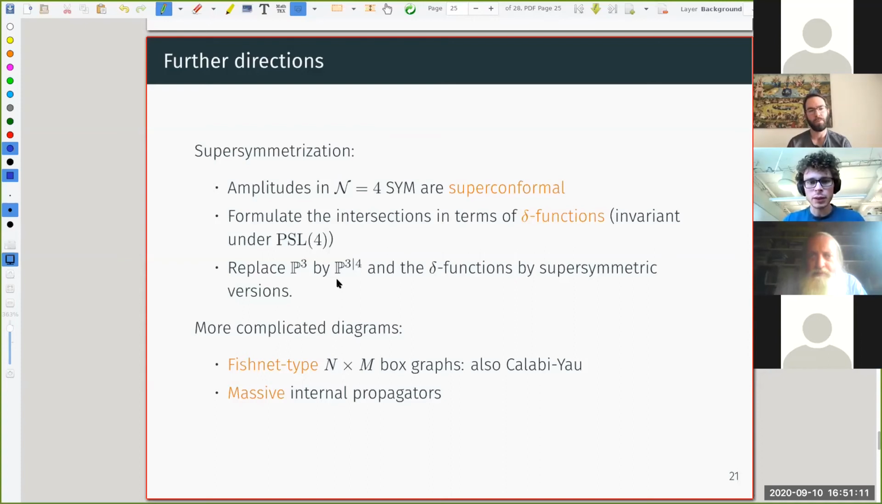Another thing is that we can also build more complicated diagrams. For instance, we can build a fishnet type thing, like a grid of boxes. I'm saying fishnet type because of course there are more external points here. It's not just a 4-point, there are many external points. But just from how this scales with the equations, we can also see that there's going to be some Calabi-Yau involved in there. And maybe another thing that can be done is to look at massive internal propagators.